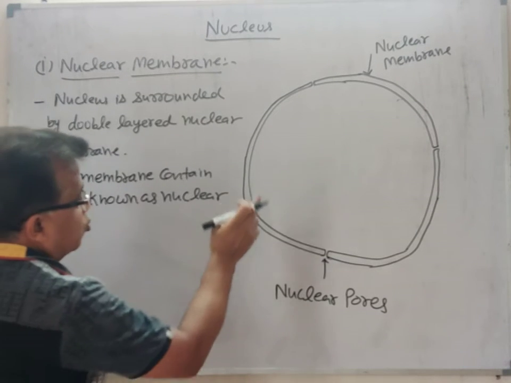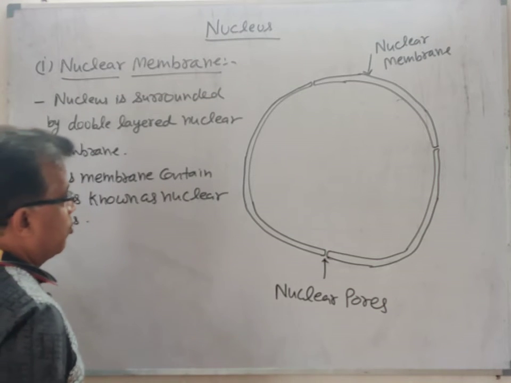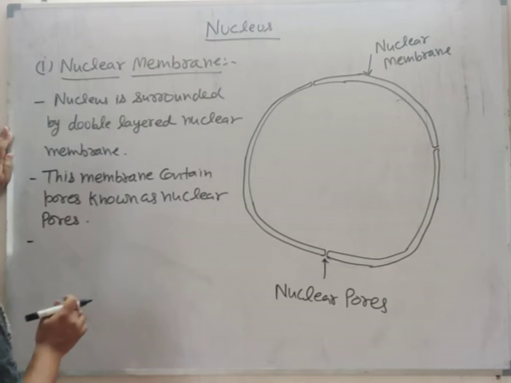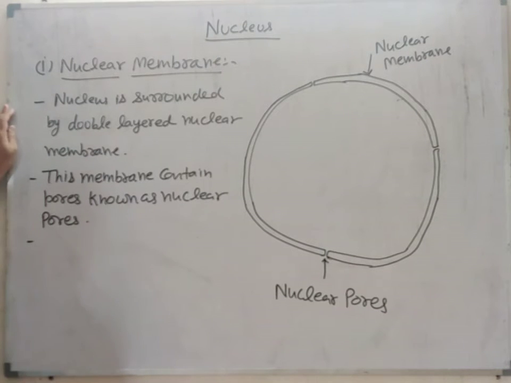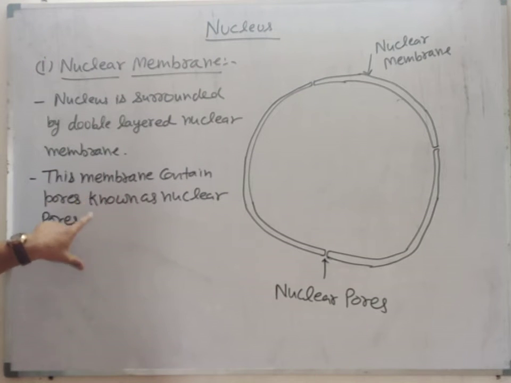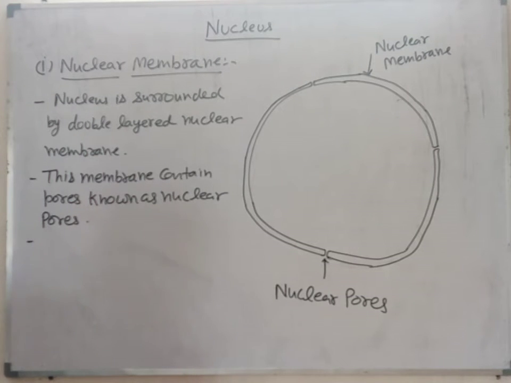Now inside the nuclear membrane there is liquid which is known as nucleoplasm. Nucleoplasm we shall study in the next topic. So first is that it is surrounded by membrane which is known as nuclear membrane. It is double layered. There are pores which are known as nuclear pores. These allow the entry and exit of substances.